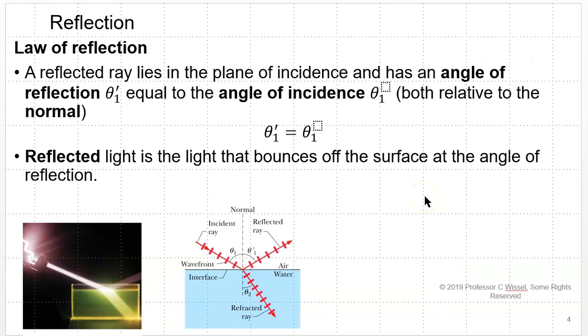Okay, the law of reflection you've probably heard of or figured out for yourself. It basically says the angle of incidence equals the angle of reflection. Both of the rays will lie in the plane of incidence. And you have to remember the old saying that angles are measured relative to the normal. Yes, the angles are always measured relative to the normal, not the surface. So the reflected light is, of course, the light that bounces off the surface at the angle of reflection relative to the normal. Be very careful with that. All it says is this angle equals that angle.